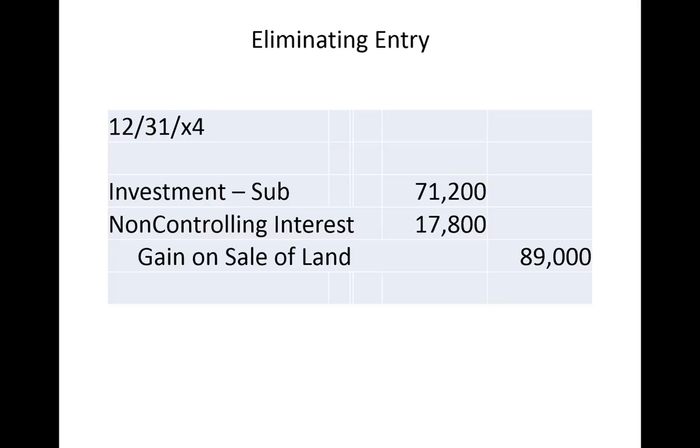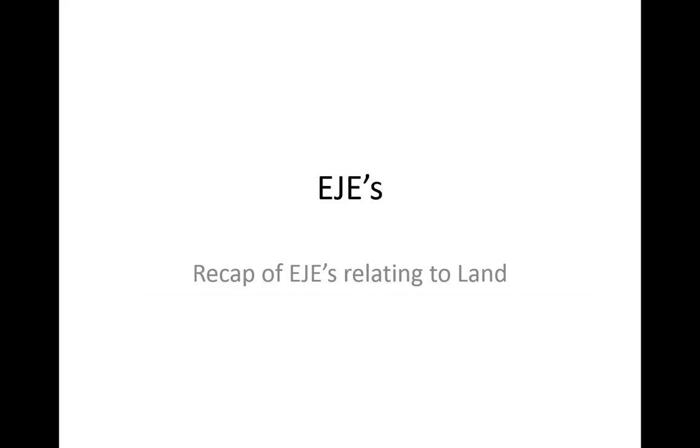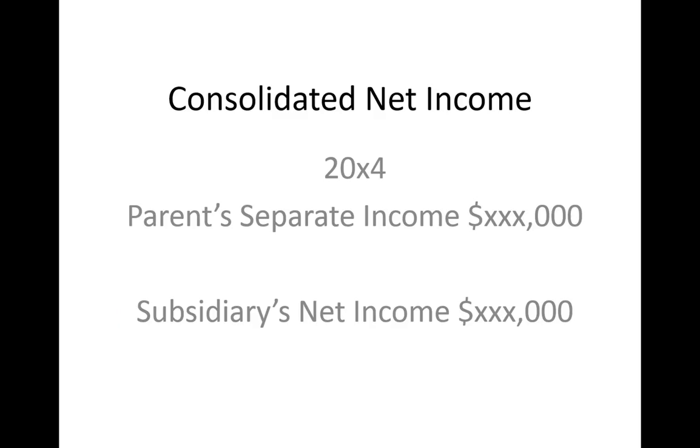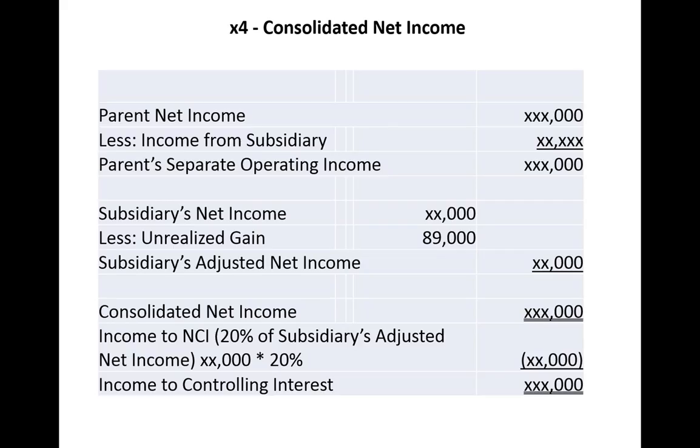And by doing this, we bring $89,000 into income, into consolidated net income, which recognizes the full amount of the gain from the beginning of the transaction way back in X0 through now to X4. Here's a recap of the two entries that we just did. And when we do consolidated net income, the one thing to remember is that in X1, we subtracted out that unrealized or deferred gain. When we sell it in X4, we're going to add it.